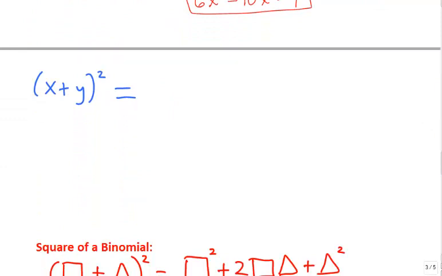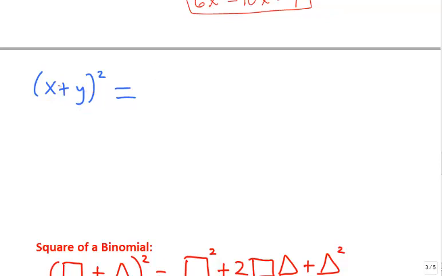So the next thing we're going to talk about is just a couple of patterns that often develop that you'll see. And the first one deals with anything of the form x plus y quantity squared, or some two terms added together in parentheses quantity squared. So this is called a square of a binomial. So let's see what this would turn into.